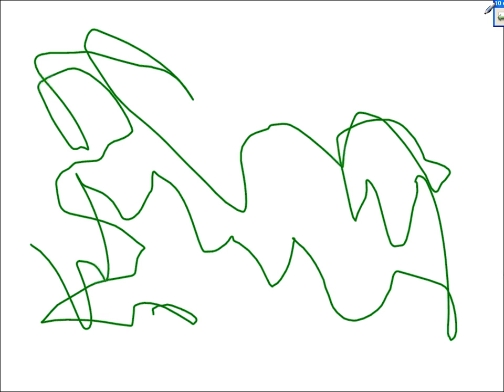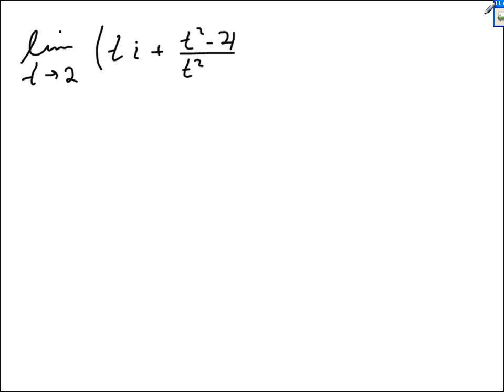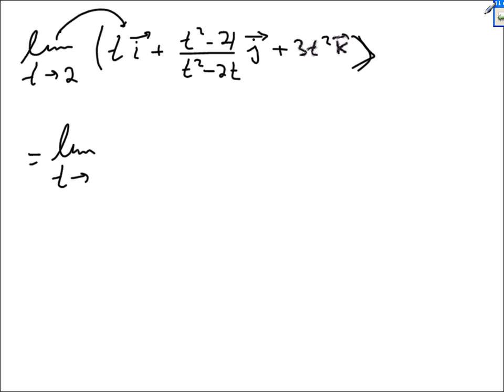The next set of problems, they're very straightforward. They're limit problems. Generally, you can think of them as three limit problems. Suppose you have t i plus t squared minus 4 over t squared minus 2t j plus 3t squared k. Basically, this is just three limit problems. It's the limit of the first. Now, whether you write this or not, you must think it.